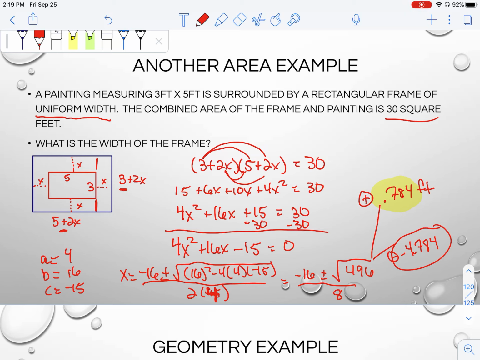So if we took the 0.784 and multiplied it by 12 inches a foot, that frame is almost 9.5 inches. It's 9.408 inches. So that is kind of reasonable. It puts it into perspective when we're talking about a 3 foot by 5 foot painting, that the frame would be about 9 inches. So that would be the width of our frame.